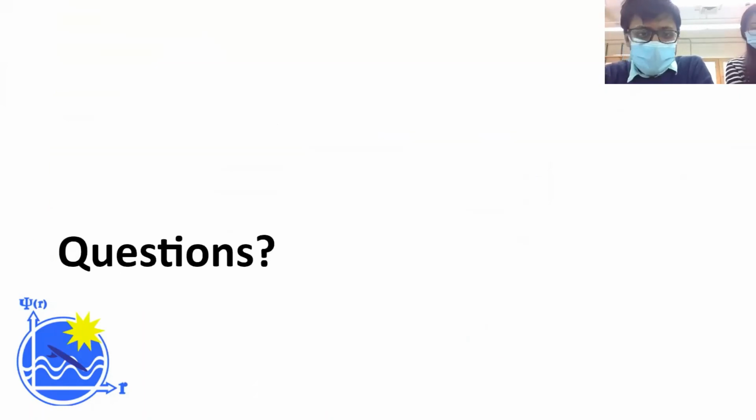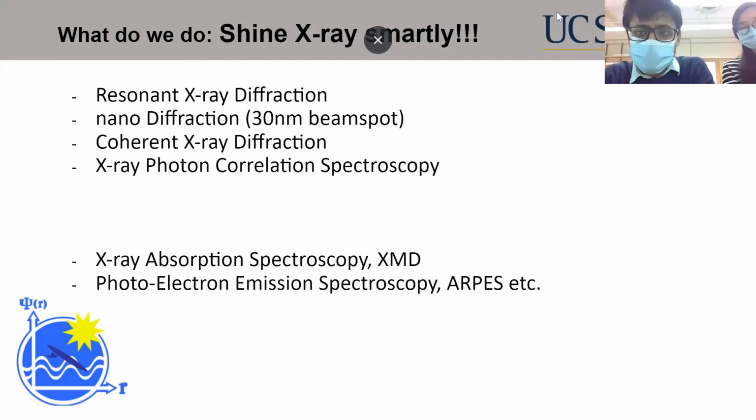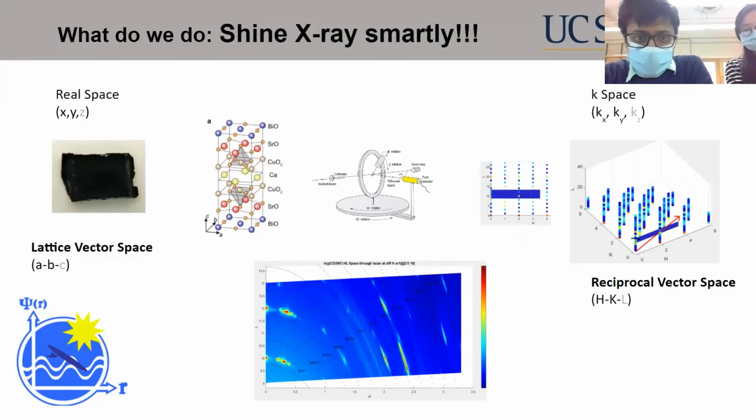Any questions? If there is no question, I'll talk about how we can do it in more complicated ways. So we can remember this picture. We can do XRD in a way that the X-ray only sees the Bi atoms, say, or X-ray only sees the calcium atoms, or the copper atoms only, or the oxygen atoms only.